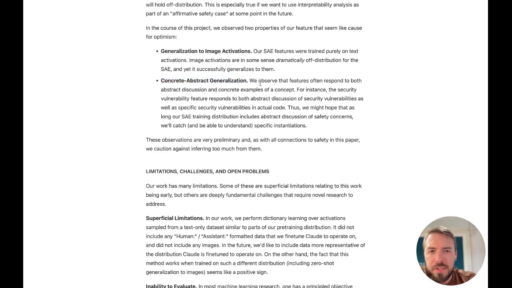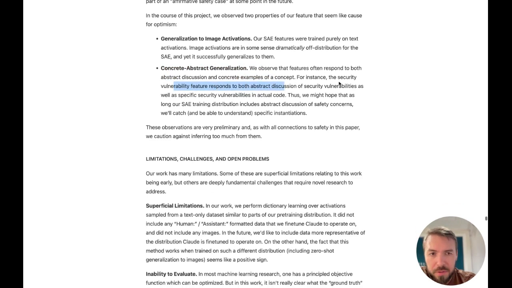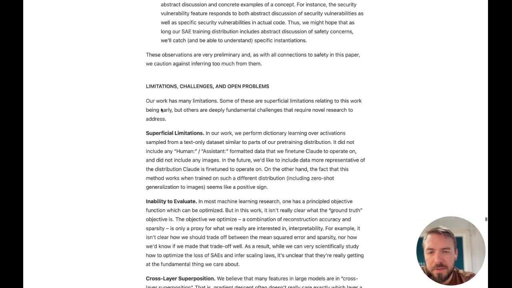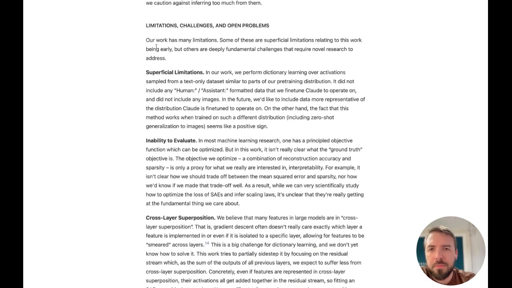Concrete abstract generalization. We observe that features often respond to both abstract discussion and concrete examples of a concept. For instance, the security vulnerability feature responds to both abstract discussion of security vulnerabilities as well as specific security vulnerabilities in actual code. Thus, we might hope that as long as our SAE training distribution includes abstract discussion of safety concerns, we'll catch specific instantiations. These observations are very preliminary, and as with all connections to safety in this paper, we caution against inferring too much from it. Limitations, challenges, open problems.